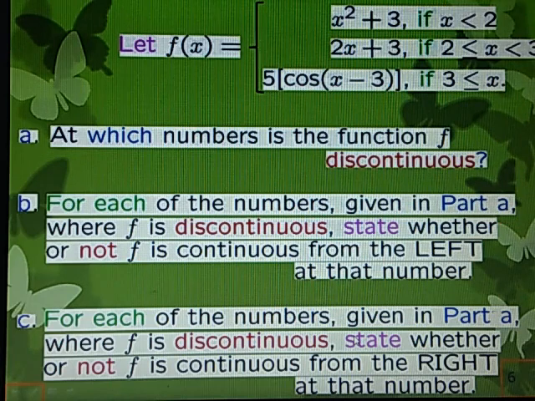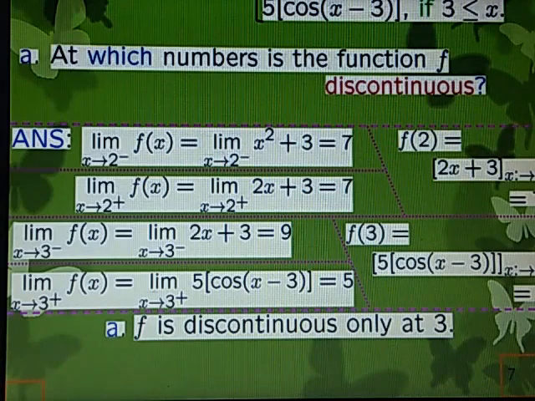In the same way, the third part says you check at that point on its right whether the function is continuous or discontinuous. So whatever is the point of discontinuity, we will check the behavior of the curve on its left as well as on its right, whether it is continuous or not. So let us solve each of them one by one.